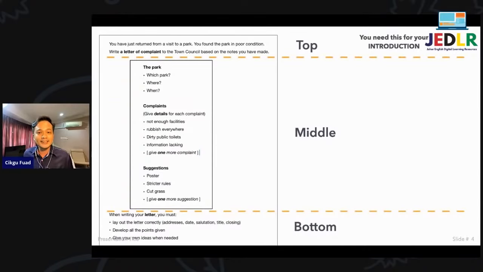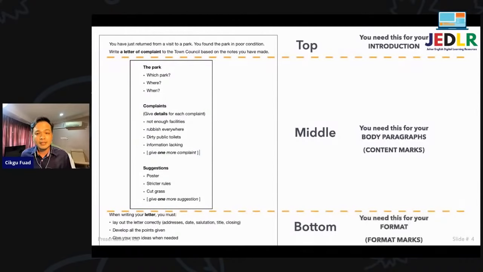The top part is very important because that is where you can create your introduction and also the idea of the whole essay. The middle part is where you can find the content marks. So this is where your body paragraphs will be. And the bottom part is where the reminder of how you are going to write the format. For example, if you forget how to write the formal letter, this is where you can find the clue. The clue is here.